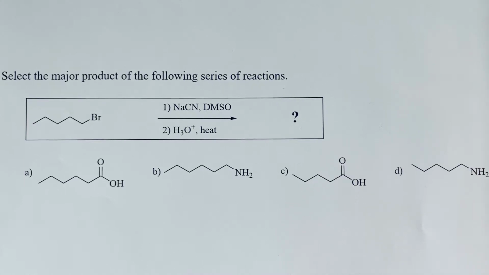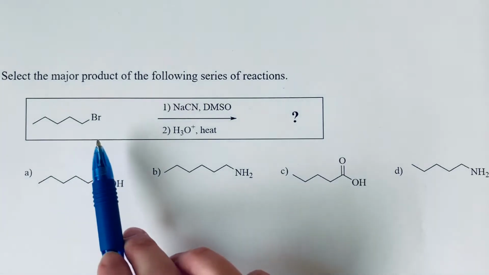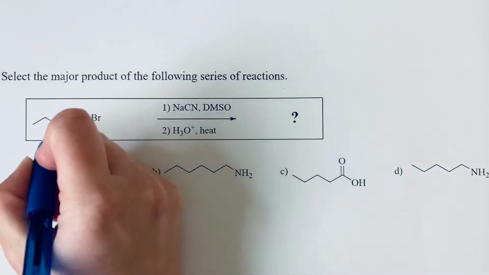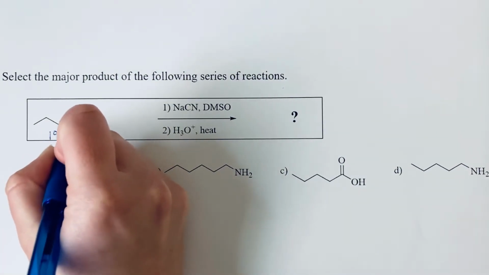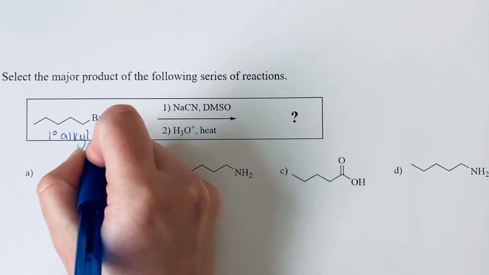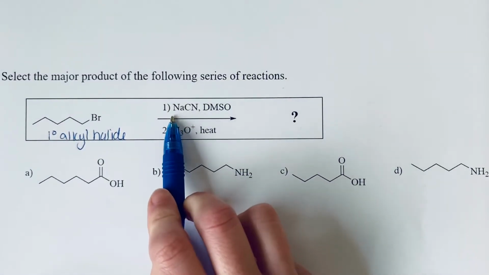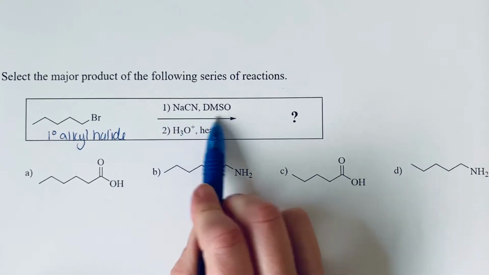Select the major product of the following series of reactions. So we want to look at what we're starting with, and we want to look at our reaction conditions, and we're going to go through this stepwise. So we see that we are starting with this primary alkyl halide. And in the first step, we're treating this with sodium cyanide and DMSO.